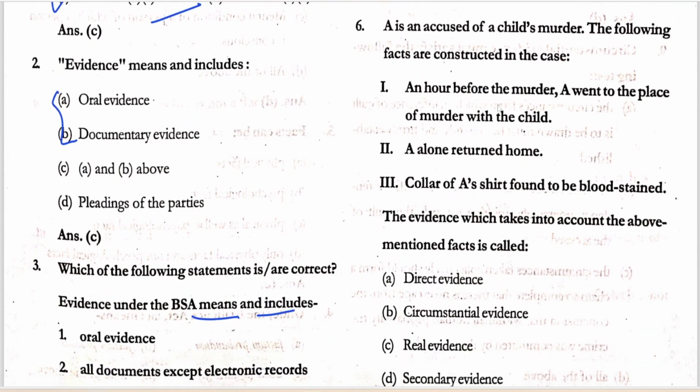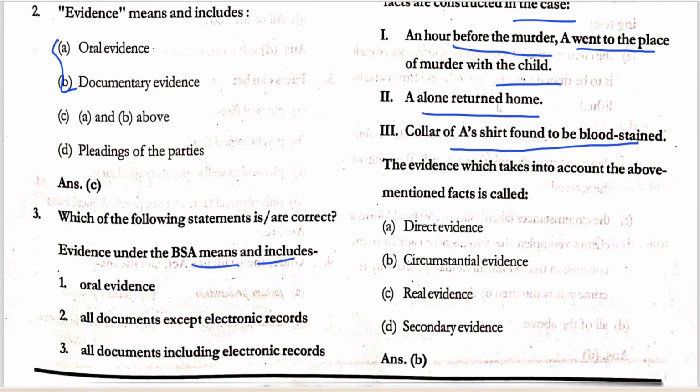A is an accused of a child's murder. The following facts are constructed in the case. An hour before the murder, A went to the place of murder with the child. A alone returned home. Collar of A's shirt found to be blood-stained. The evidence which takes into account the above-mentioned facts is called circumstantial evidence.